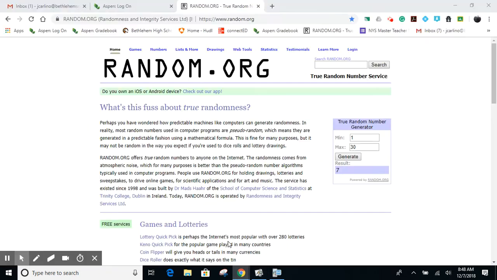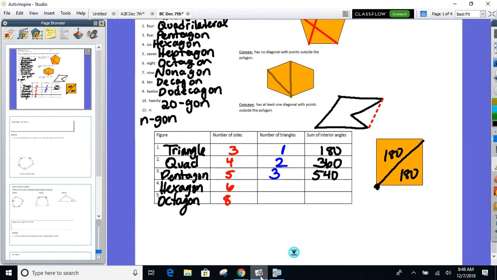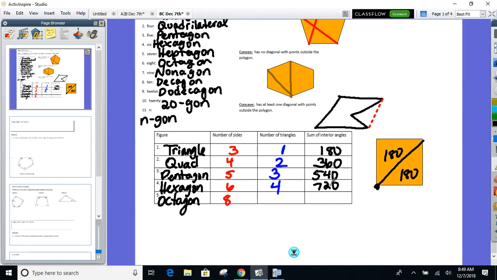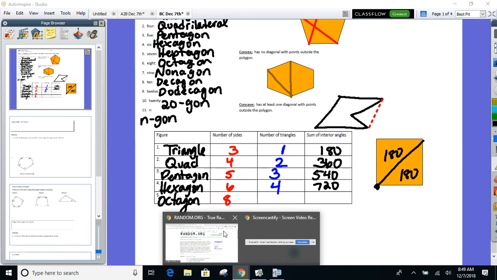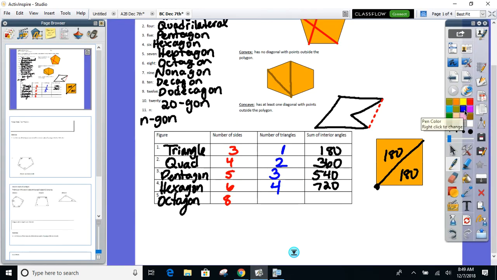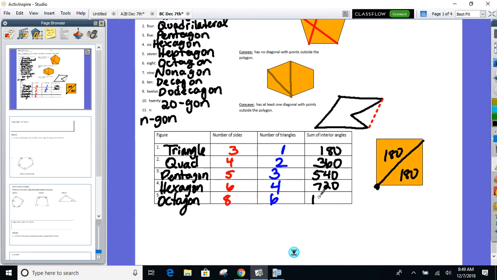How about the hexagon? How many triangles did you form? 4. And all of them added up to 180. So how many total degrees? 720 degrees in every hexagon. And then finally, what about the octagon? How many triangles did you find? 6. And how many total degrees in an octagon? 1080. Are we finding the pattern?